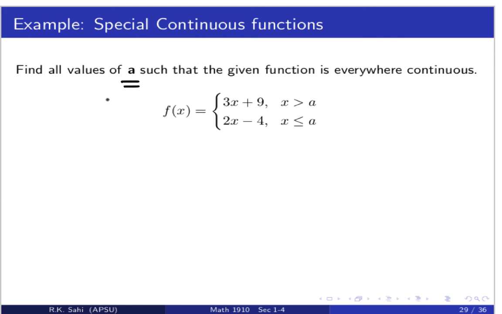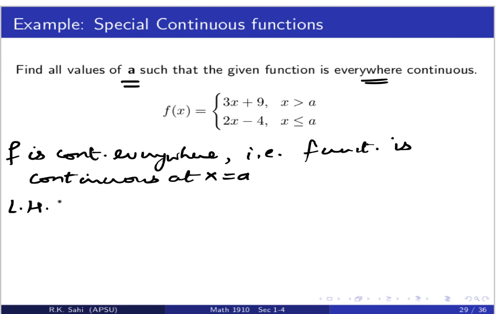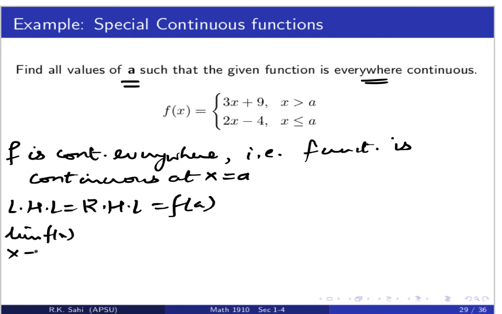So if I want to find where the function is continuous everywhere, the function is continuous at x equals a, because that's the point we have to figure out. Now from the previous slide, the left-hand limit equals the right-hand limit equals f of a. That means the limit of f(x) as x approaches a minus equals the limit of f(x) as x approaches a positive equals f of a.